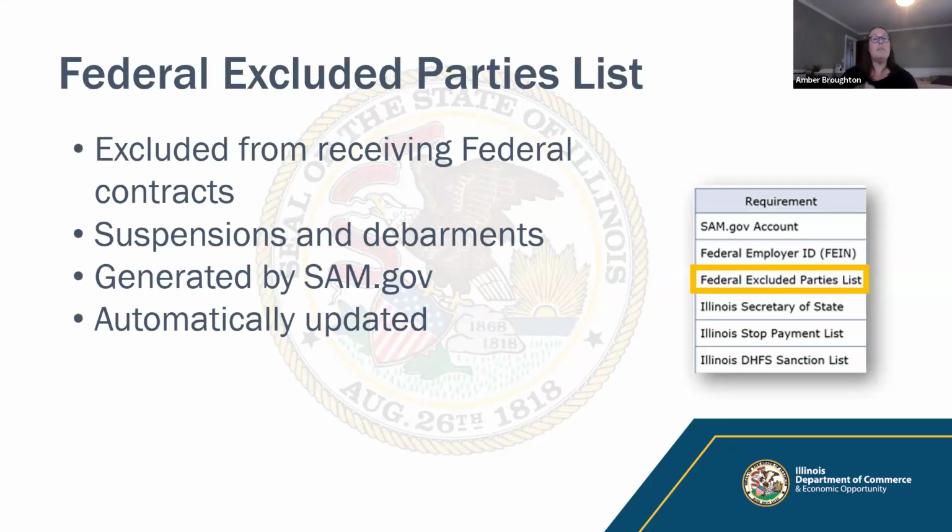All right, you cannot be on the federal excluded parties list. If you are on this list, that means that you are excluded from receiving federal contracts or other types of federal assistance or benefits. This is usually a pretty severe case. We don't see this very often, but if you do find yourself on that list, you are not eligible for state of Illinois funding. This is generated by sam.gov. So nothing that you need to do with this one.